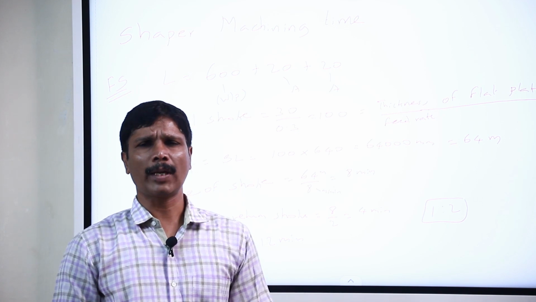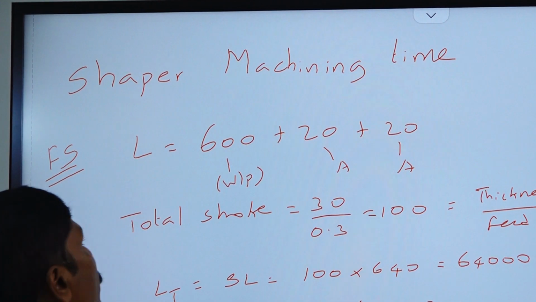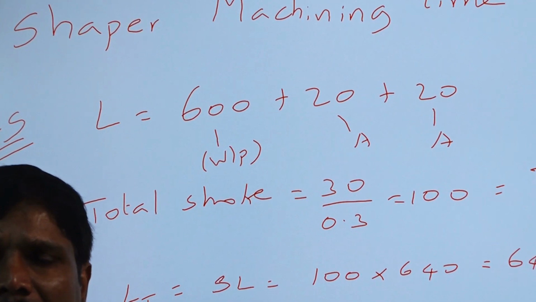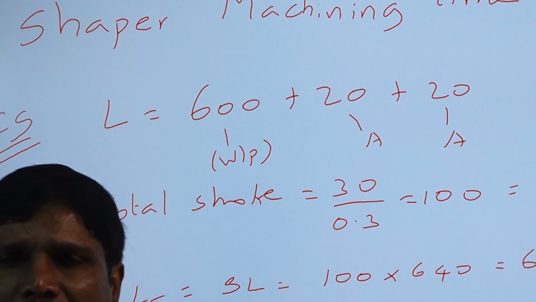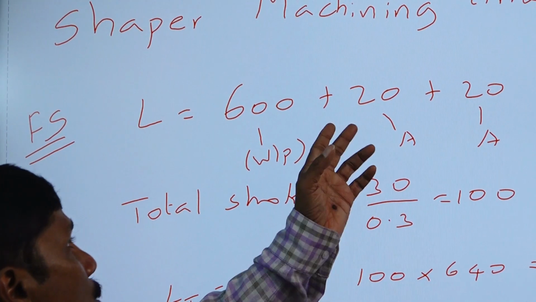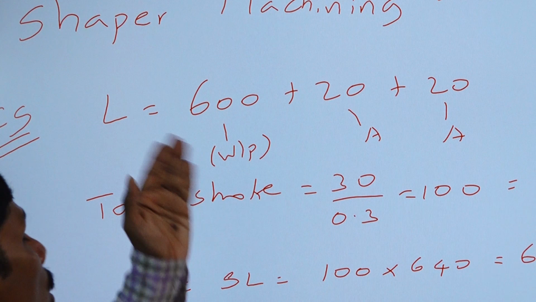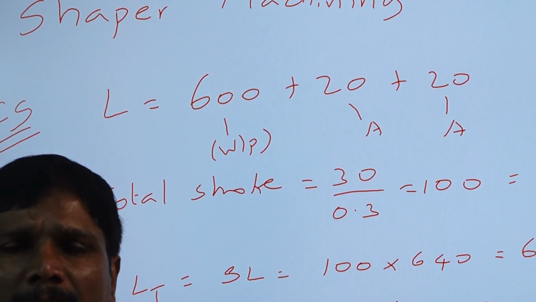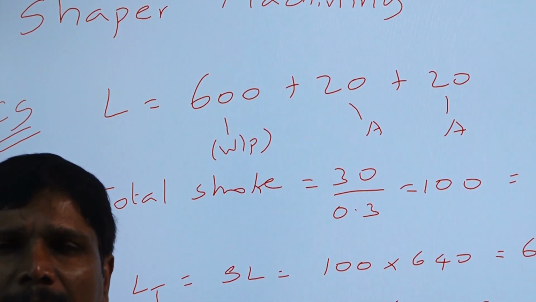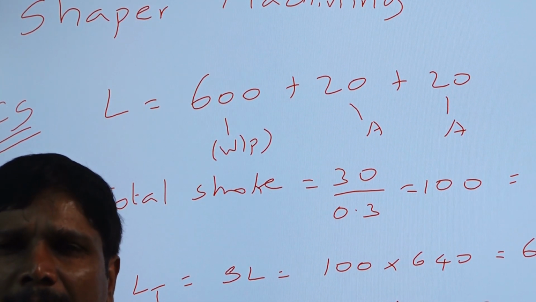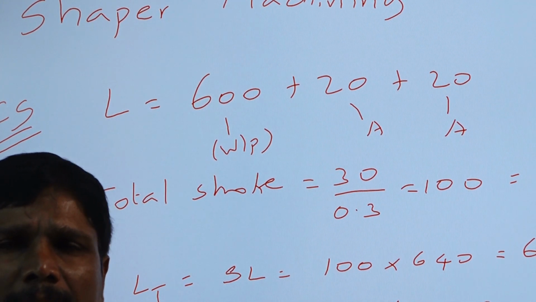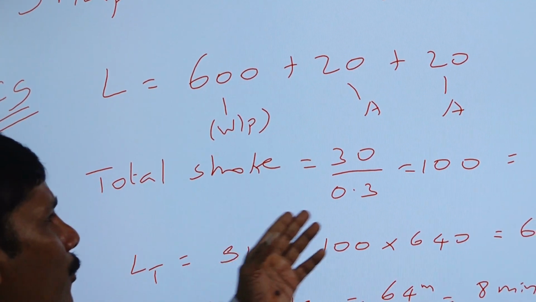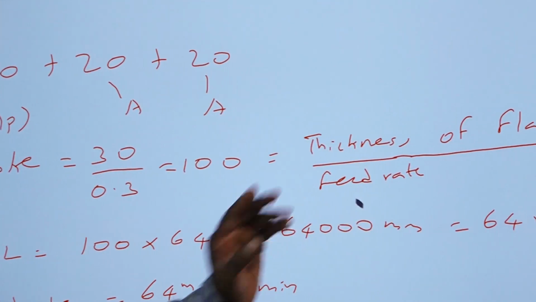We are going to calculate shaper machining time. In the forward stroke, it has to cross the entire length, and at the starting and end it has some approach. That value is 20, which is given in the problem. So the total length traveled in a shaper in the forward stroke is 600 plus 20 plus 20. 20 is at the entry and another 20 is at the rear, at the end. So totally 640.